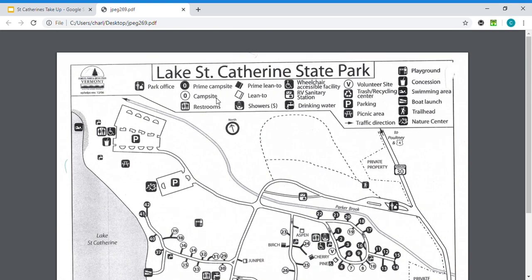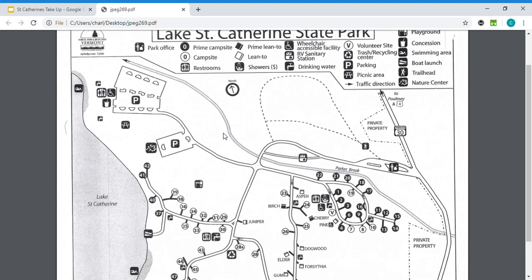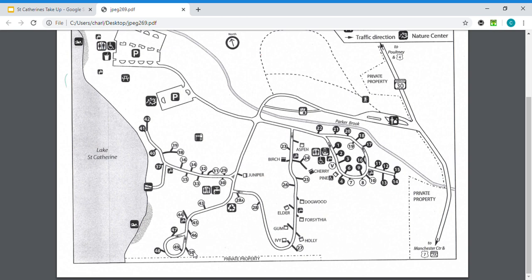Okay, but altogether, all of these campsites count. So we can look here, how many are in total? There's 50 campsites. 50 is the highest number on this map, and I found that by looking at the linear pattern here and seeing which number was the highest. Okay, so the answer was 50.